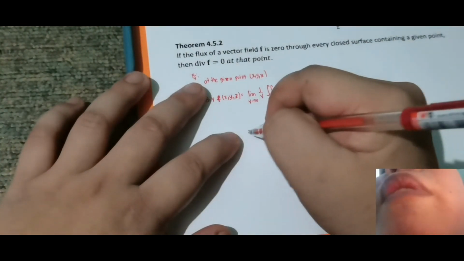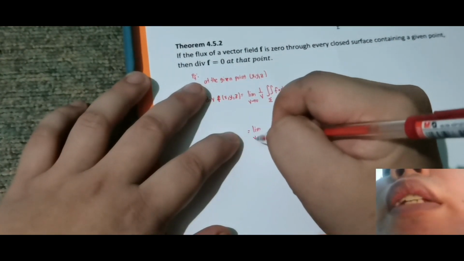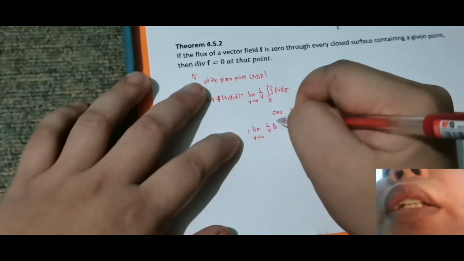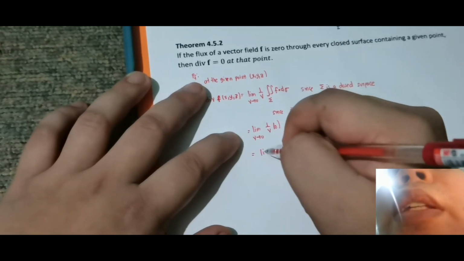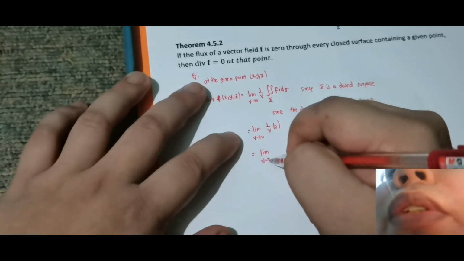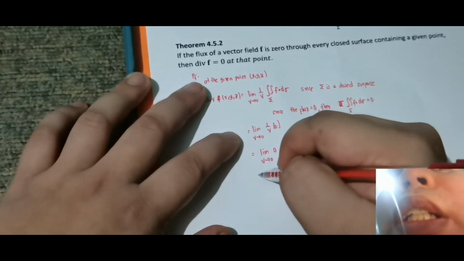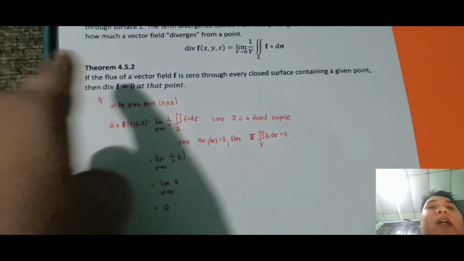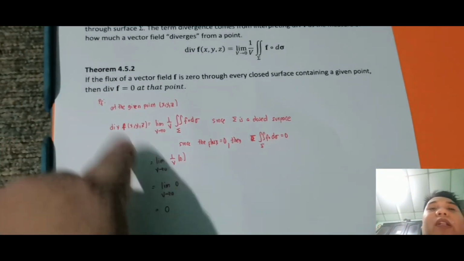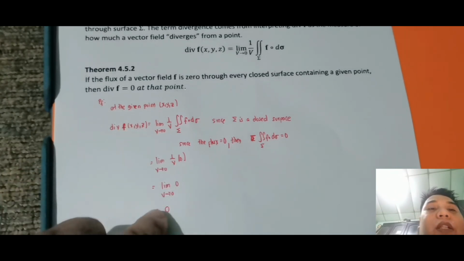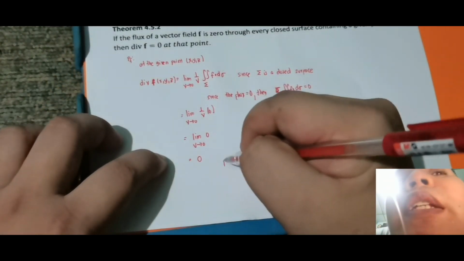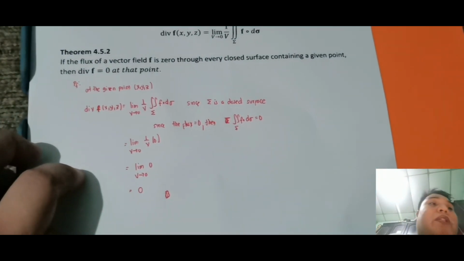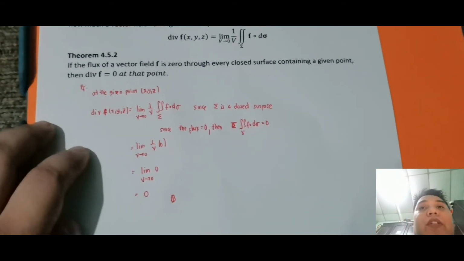So this is just equal sa limit as b approaches 0 ng 1 over b multiplied by 0. So which this is just equal sa limit as b approaches 0 ng 0, which is just equal sa 0. So then, ano yung goal natin? Ano yung na-prove? Then the divergence of F is 0. So therefore, this is done. Okay, so ganun gumagana yung mga proving dito sa ating calculus, especially dito sa ating divergence theorem.